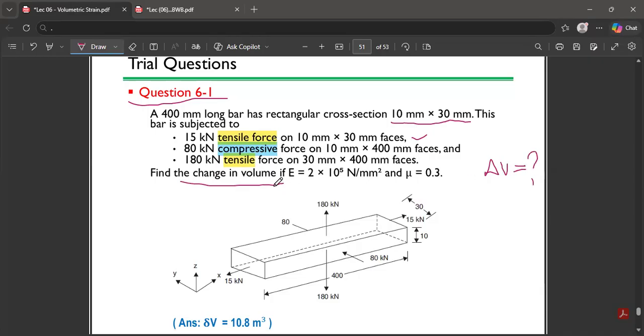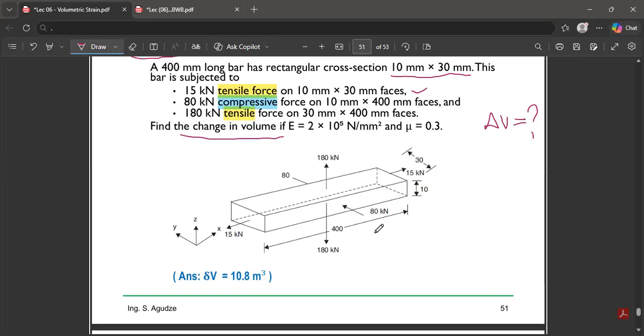So now, if our modulus of elasticity is equal to 2 times 10 exponent 5 Newton per millimeter squared and the Poisson ratio is given, we are supposed to calculate the volumetric strain, and that is the problem of the day. As we are using this as our formula, due to the direction of this, we can say that the 180 kilonewton is our Z.